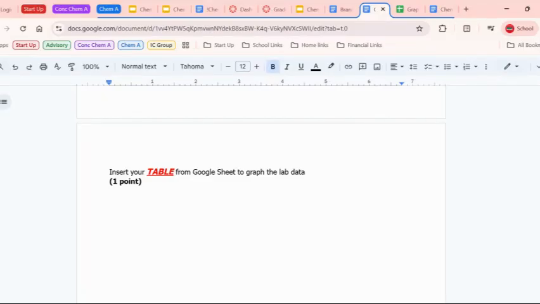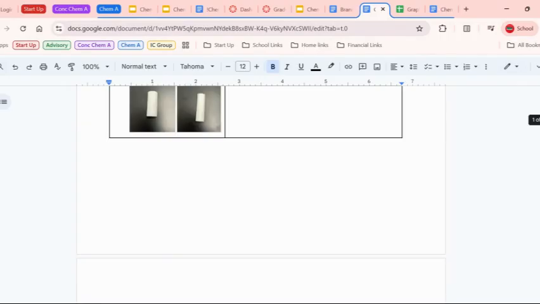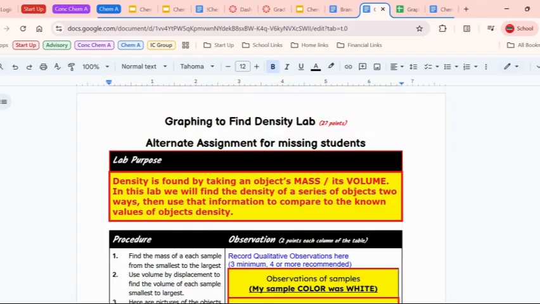All right, ladies and gentlemen. Sorry you were absent on the day we went over the lab explanation, but I'm going to give it to you now. So you need to open two things, ladies and gentlemen. You need to open the alternate assignment that I put in for your lab, and you need to open the graphing to find density spreadsheet that I put in for your lab. I've replaced the ones that were in your original lab with these, so these should be what you have.